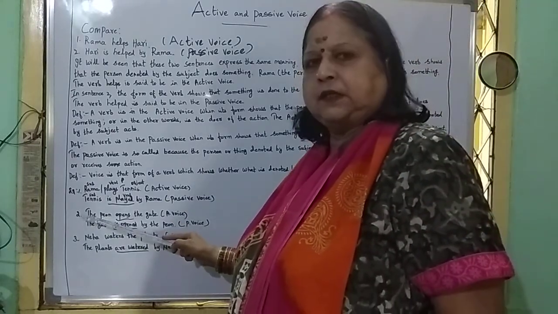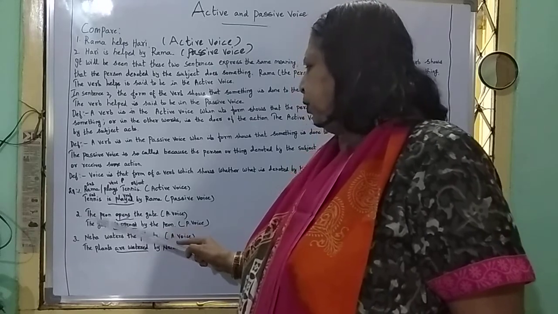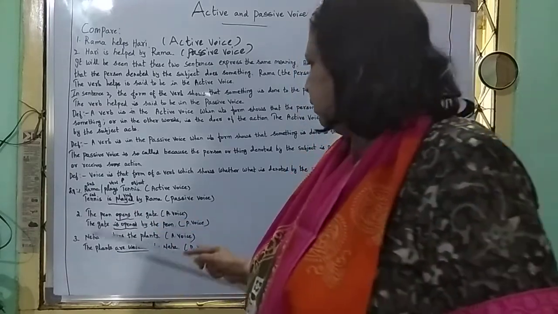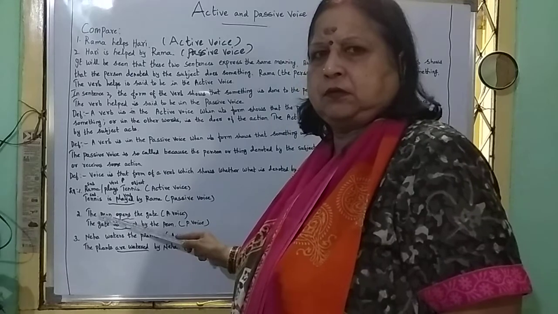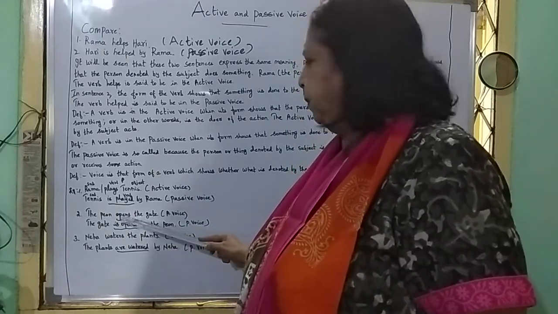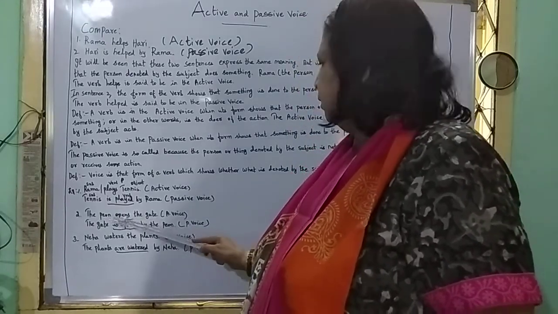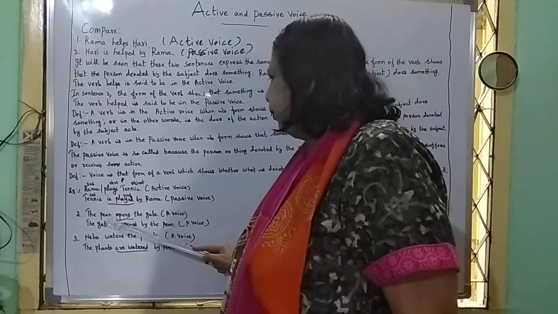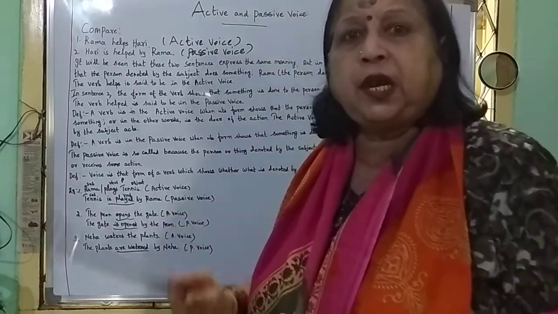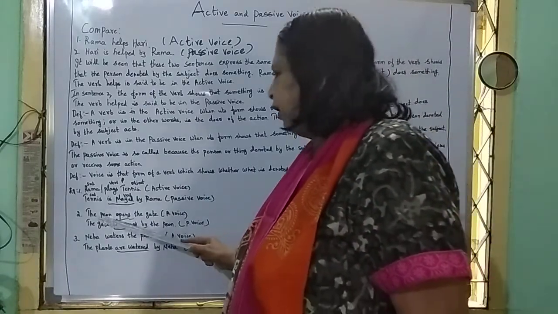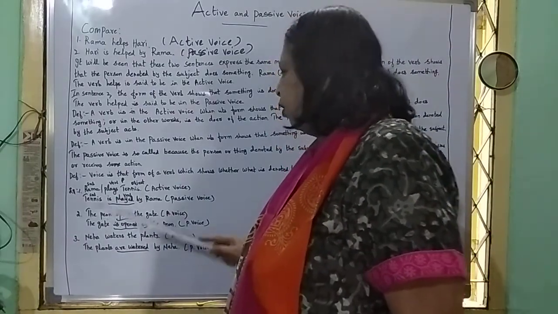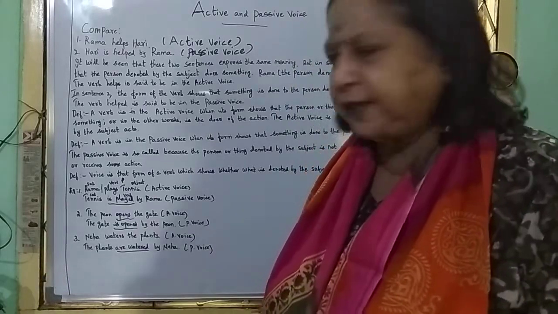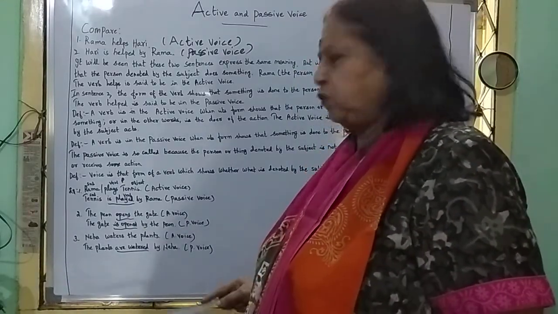See the second example. The peon opens the gate. Peon is the subject. Opens is the verb. The gate is the object. So, the peon does some action, the doer of the action. What action does he do? Opens the gate. Opening is one action. It is an active voice.